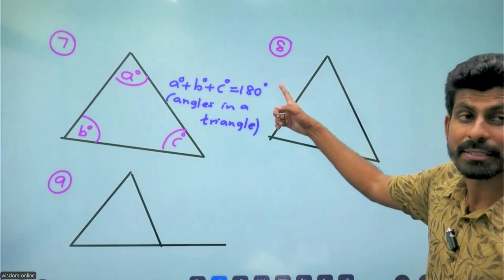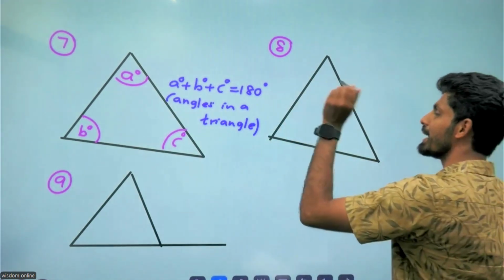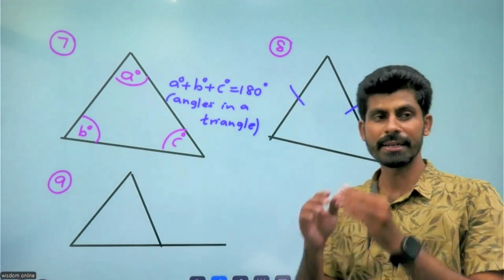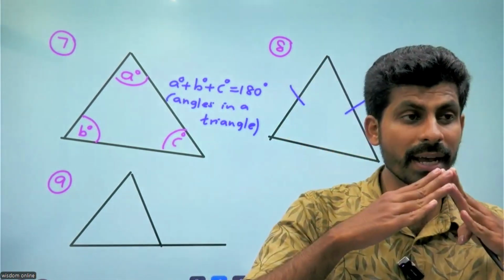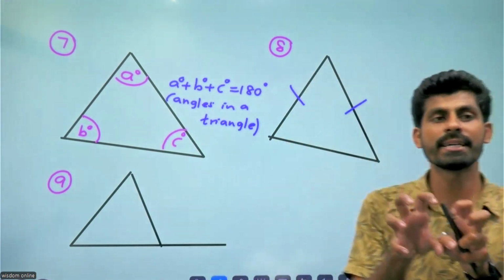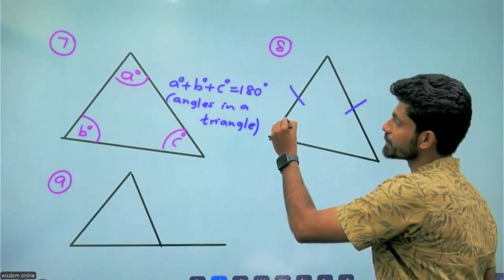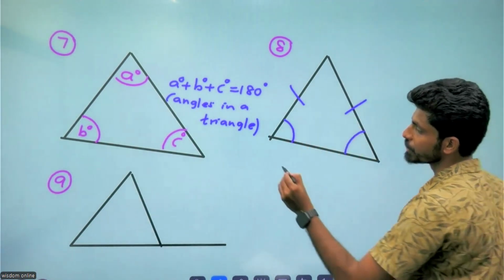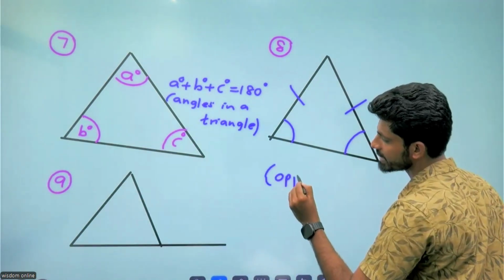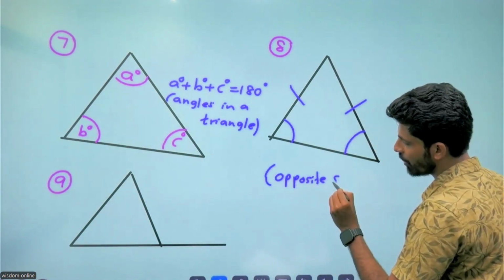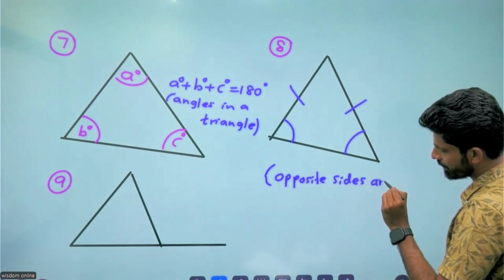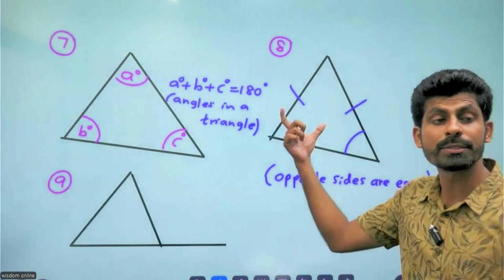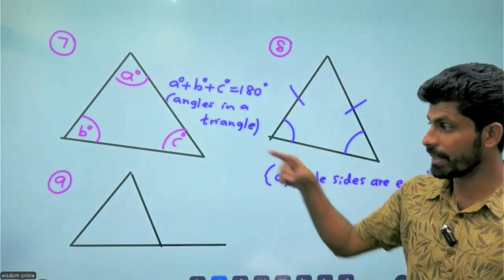Look at theorem number 8. In a triangle, if two sides are equal, the opposite angles are also equal. What are the opposite angles to this one? These two angles are equal, right? So what is the theorem? Opposite sides are equal. If those two sides are equal, then the opposite angles are also equal.